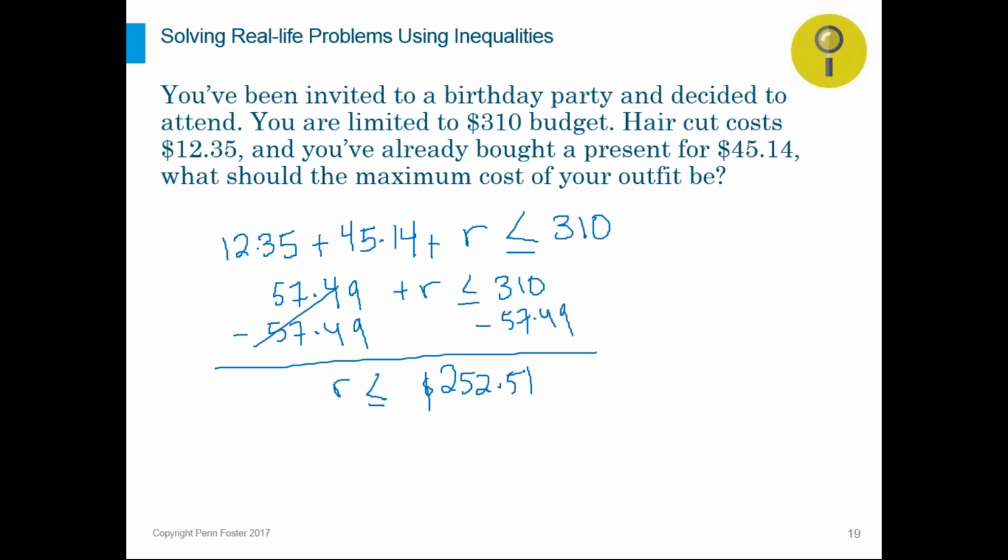Any question? Anything that you want to ask or are not clear about in this word problem? Let's look at another question.